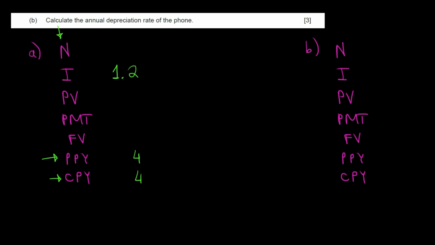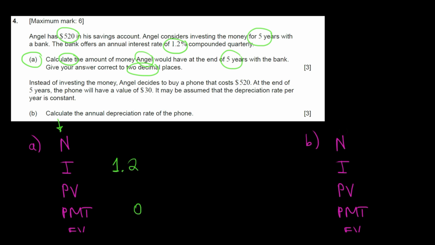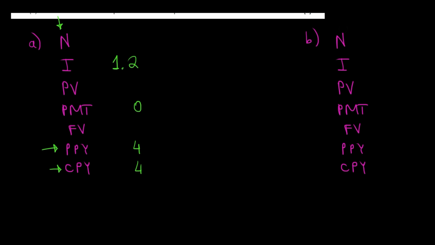Then the PMT is 0 because there's no payments to be made in this period, so nothing has to change there. The present value is the money that you give the bank. So Angel is going to put the money to the bank. That's going to be $520, minus 520. You put it with the minus because it shows that you're giving the money to the bank, so it's a cash outflow on your side.